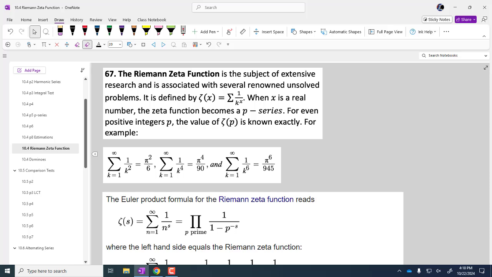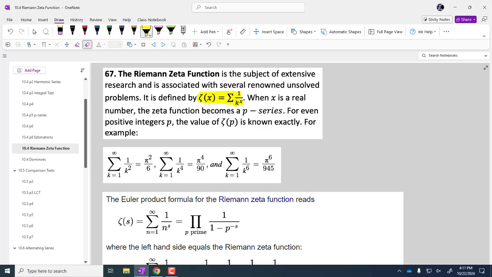Let's take a look at the other possible extra credit question on the exam, the Riemann zeta function. The Riemann zeta function is defined as zeta of x equals the sum of 1 over k to the x. Now, that's a very general function. That exponent right there, that x, can be any real number. You can actually even let it be a complex number, if you look at that Riemann zeta video I have up online.